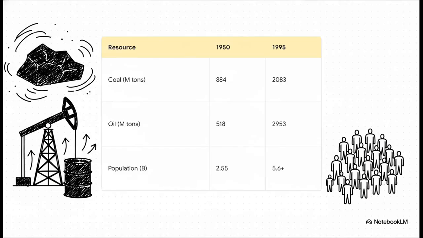The sheer speed of this disruption is what's truly terrifying. Just look at the jump between 1950 and 1995. In merely 45 years, global coal use more than doubled. Oil production skyrocketed from 518 million tons to nearly 3 billion tons, and the human population itself more than doubled. To put that into perspective, the absolute scale of extraction we're seeing is totally unprecedented in planetary history.